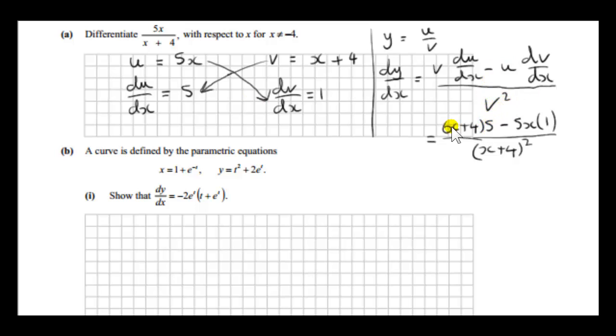So we're going to get 5x minus 5x here, so those terms cancel, so we just get 20 on top. So eventually we get 20 over x plus 4 squared.